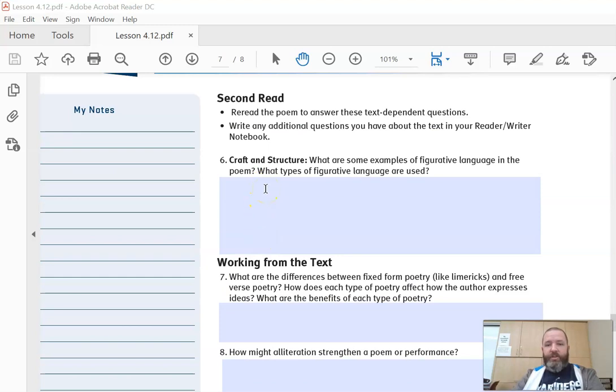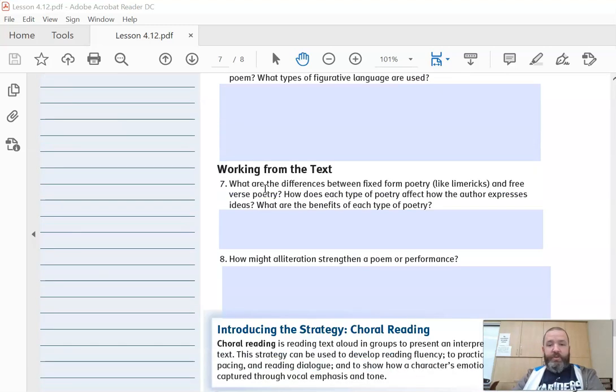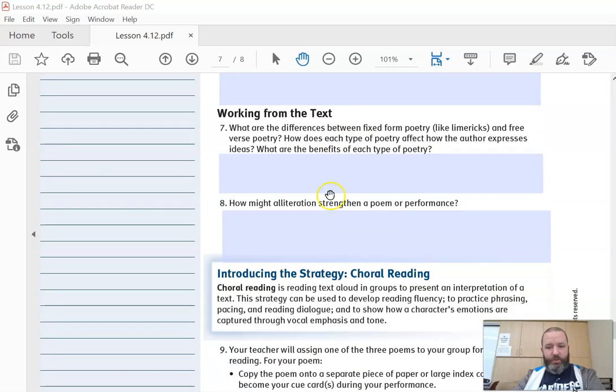Number 6, what are some examples of figurative language in the poem? What types of figurative language are used? Number 7, what are the differences between fixed form poetry, like limericks, that have specific rules to follow, and free verse poetry? How does each type of poetry affect how the author expresses ideas? What are the benefits of each type? So what did you like and dislike about each of them? What maybe differences did you notice? And if you were going to be a poet, how would that affect which one you chose?